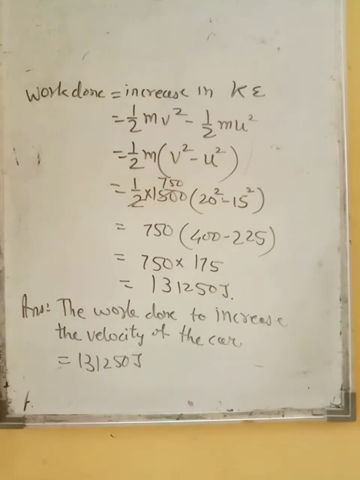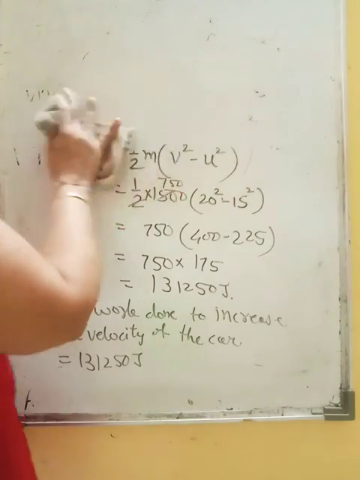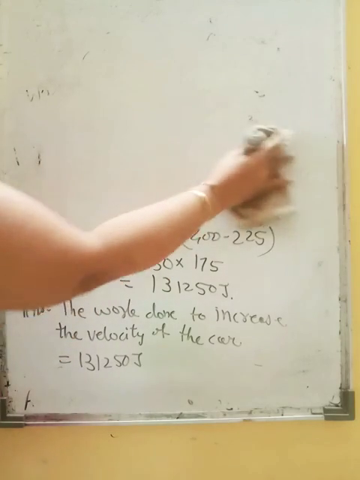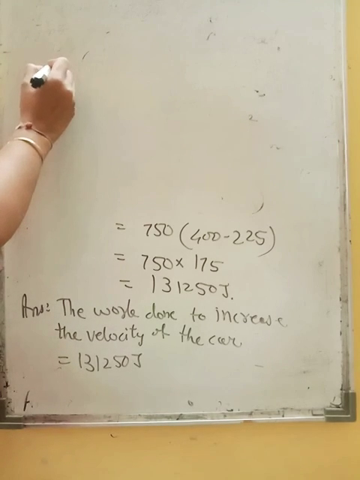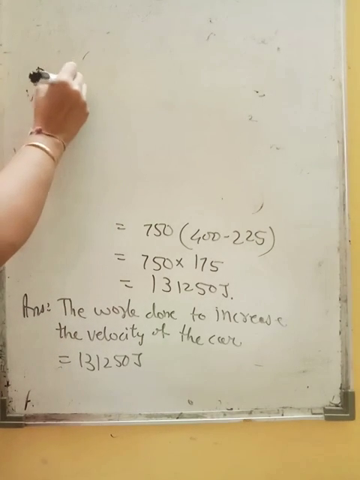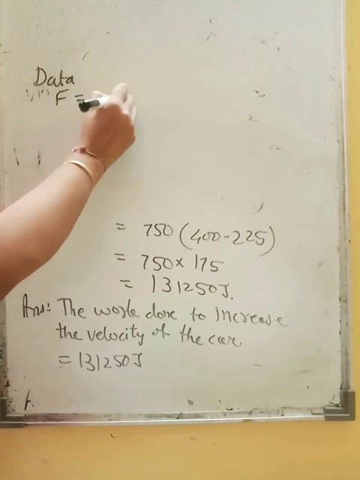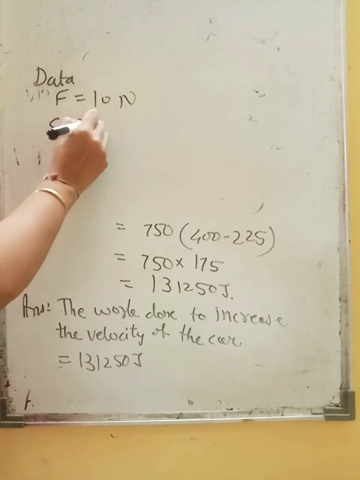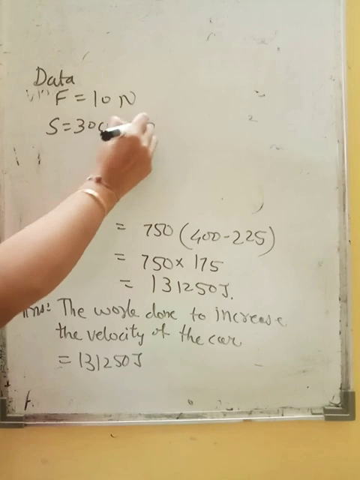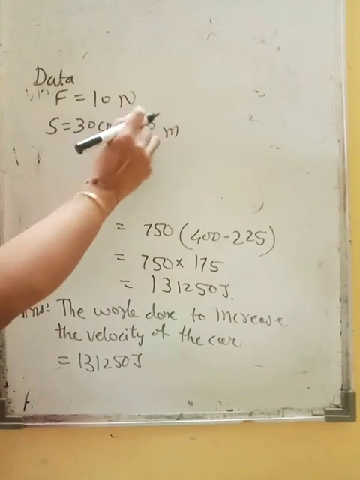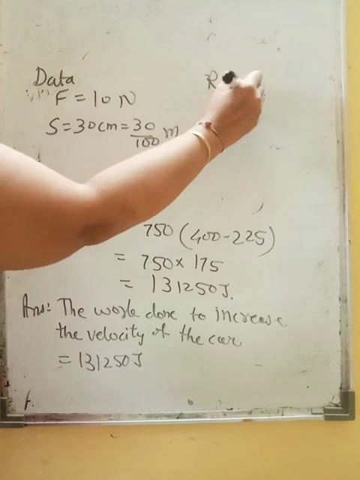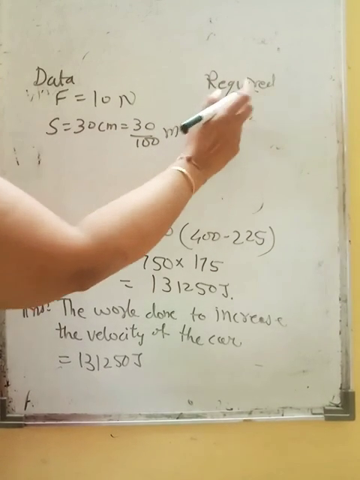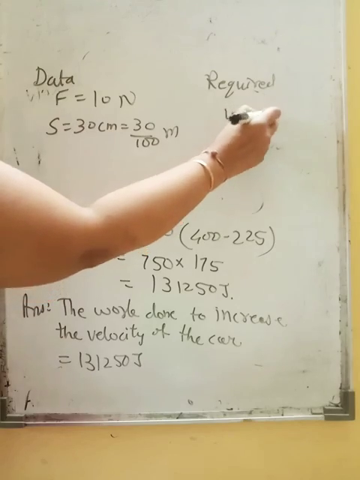So let us write down the data. It's very easy. Just you have to write down W is equal to Fs and you will get the answer. So you have data. F is equal to 10 Newton. S is equal to 30 centimeter, which is 30 upon 100 meter. Convert it into meter. And required, you have work done is how much?